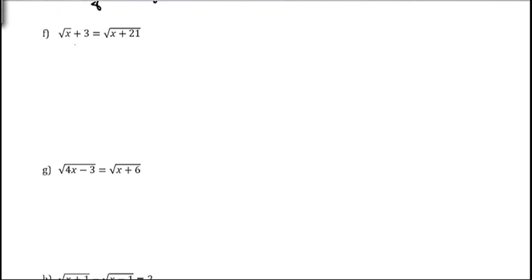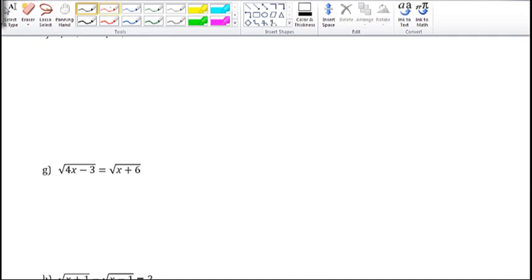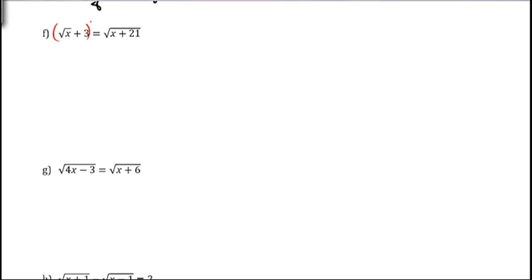Our next example here, again, two square roots. We have the square root of x plus 3 equals the square root of x plus 21. So we have one square root on both sides, so we're at the point where we can square both sides of this equation. And over here, remember, you have to remember to do FOIL.